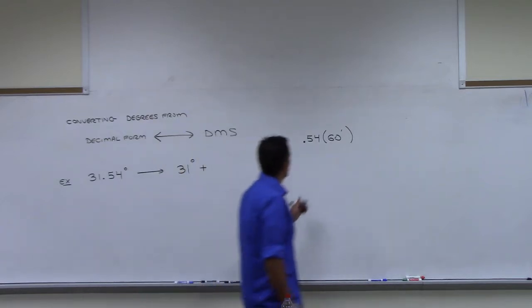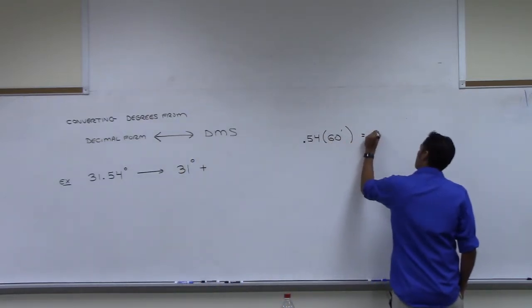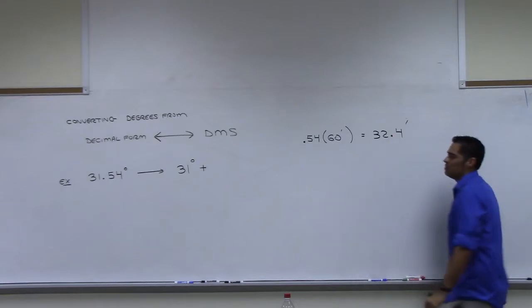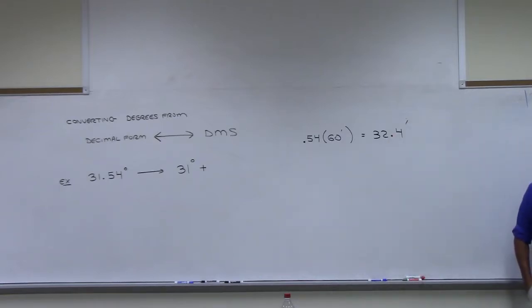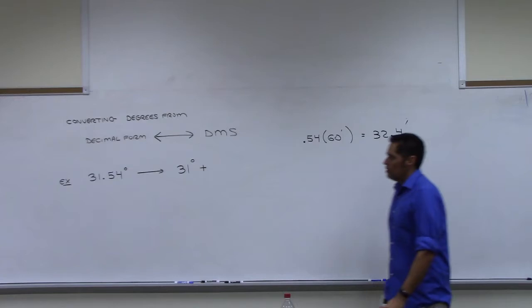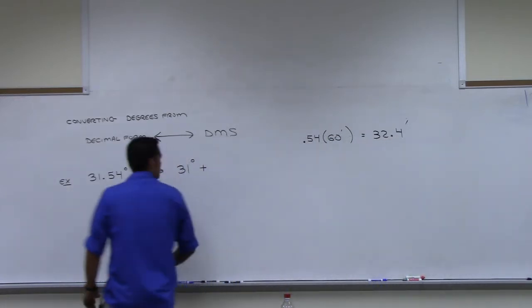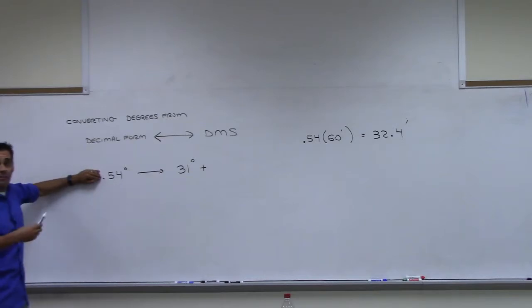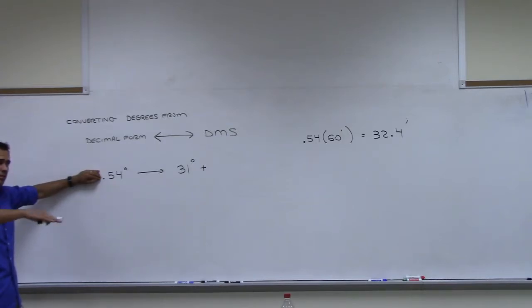32.4 minutes, right? Does it make sense that it would be about 32.4 minutes? A little bit more than half of a degree should be a little bit more than 30 minutes, because a whole degree is 60 minutes, right? So does that 32.4 make sense to you?